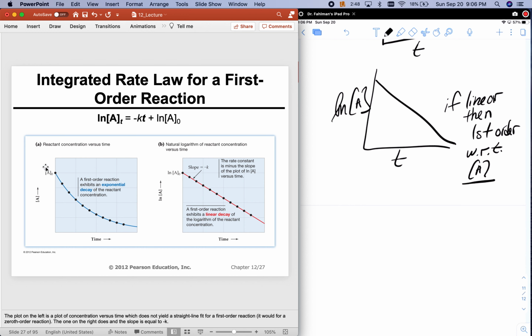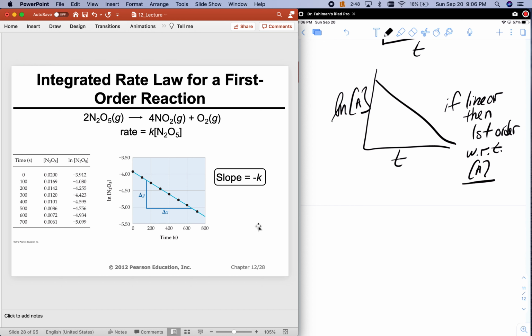All right, so this is just shown here. This is just concentration versus time. This is natural log versus time. And you have a nice linear trend here. All right, so it's just shown here with some data.